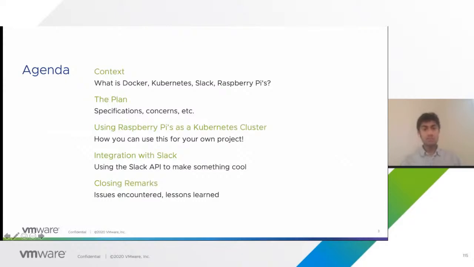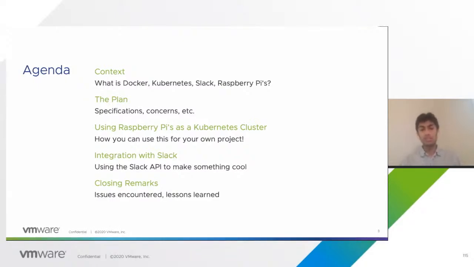So we're going to start with some context: what Docker is, what Kubernetes is, how people are using Slack and Raspberry Pis. Then dive into the plan, how we came up with this idea, what we wanted it to be able to do, specifications, concerns, etc. And then the rest of it's divided into two parts. The first part is using Raspberry Pis as a Kubernetes cluster, how you can get that up and running. And then the second part is, now in that cluster with Slack, using the Slack API to connect with it and pull information and all that good stuff. And then finally, at the end, I'm just going to close with some of the issues encountered, some lessons I learned, and then also some helpful links if you're interested in working on this project yourself or taking a look at what I did.